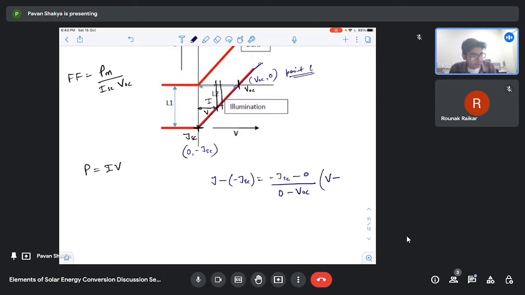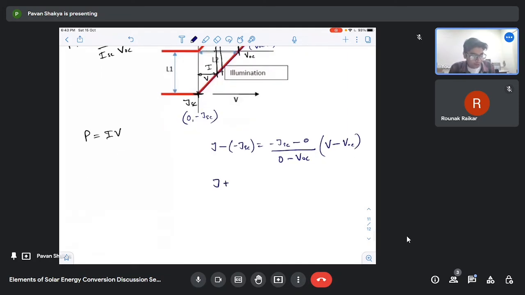So this one will be VOC. We can write this as J plus JSC is equal to JSC divided by VOC times V, and this will be minus JSC.